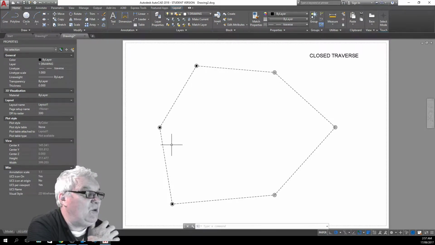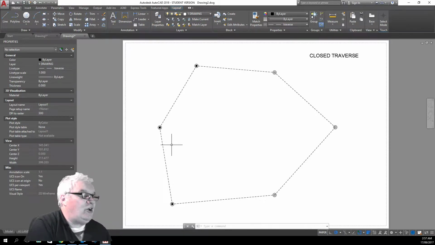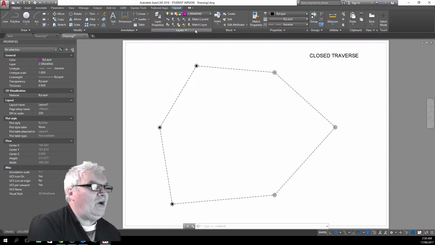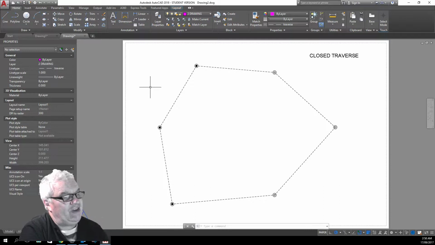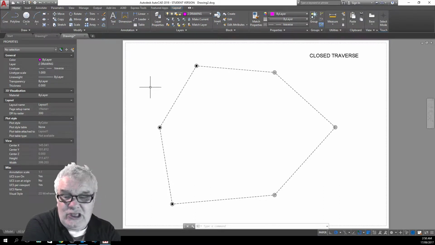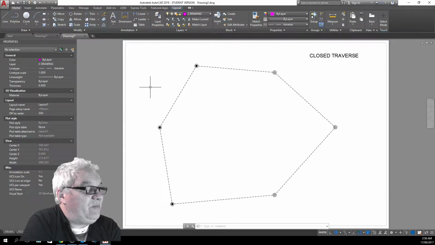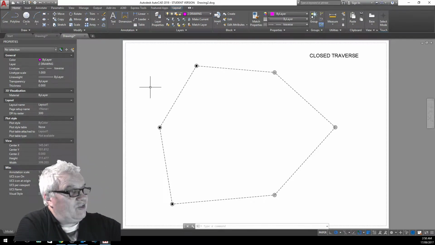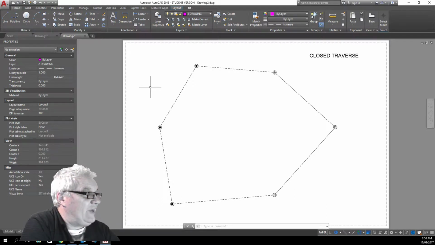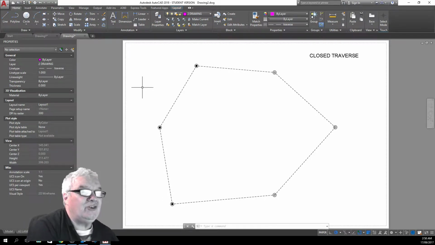Any errors are well known, and they're adjusted out reasonably well. So that's the closed traverse. The next type of traverse we've got is we might want to break that traverse down, and we should always be working what we call working from the whole to the part. So in a sense, this now becomes the whole. We accept all those values as old. So now we're going to have a look at a loop traverse.